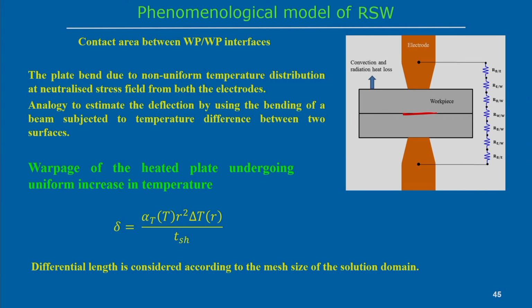Over a period of time, because during the welding process the current is applied over a certain period of time, during this period these two plates, in the region which is not under the electrode, can get deflected away. In that case we can simply assume that the heated plate undergoes a uniform increase in temperature, and by some analytical means we can estimate the deflection delta. The differential length is considered according to the mesh size of the solution domain. So, delta can be considered differentially depending upon the mesh size of the solution domain.